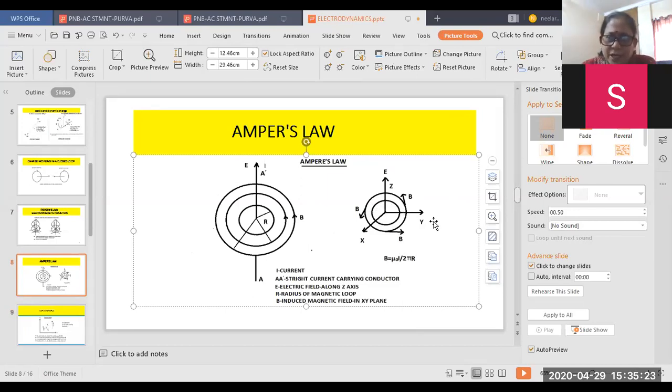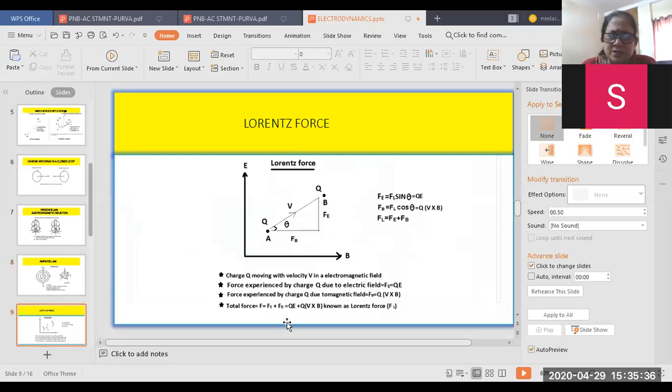So perpendicular to x and y, that is perpendicular to the xy plane along the z axis, the electric field is located. So this you have already learnt. Anyhow, I am using this further. That's why I am brushing up your memory. So now let us come to Lorentz force.